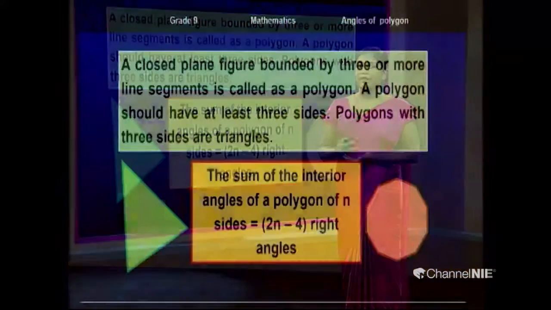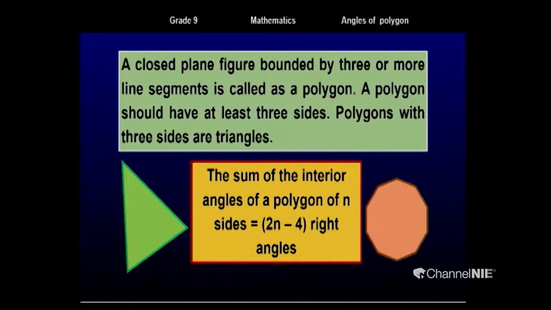A closed plane figure bounded by 3 or more line segments is called a polygon. We learned that. And also, a polygon should have at least 3 sides. Remember it? A polygon should have at least 3 sides. Polygons with 3 sides are triangles. Do you know about that? Polygons with 3 sides are triangles.